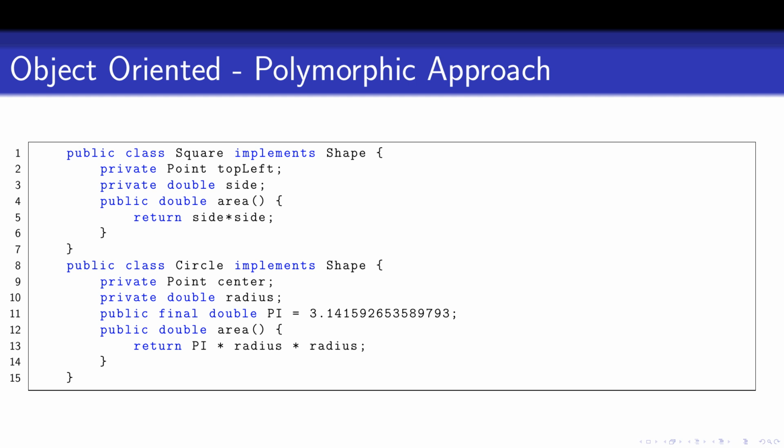Flip to the object-oriented side with polymorphism. A square and circle implement a shape interface, each with its own area method. No geometry class needed, each shape knows how to handle itself. Adding a new shape? Piece of cake, just implement shape. Adding a new function like perimeter, though? Now every shape class needs updating. It's the mirror image of the procedural trade-off.